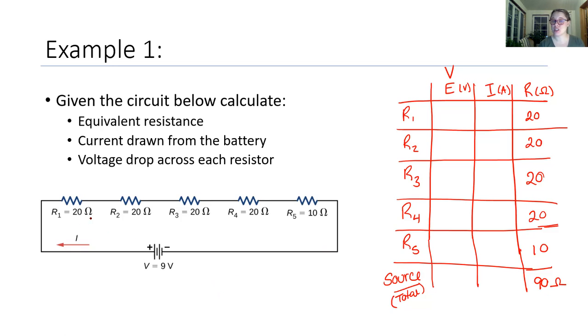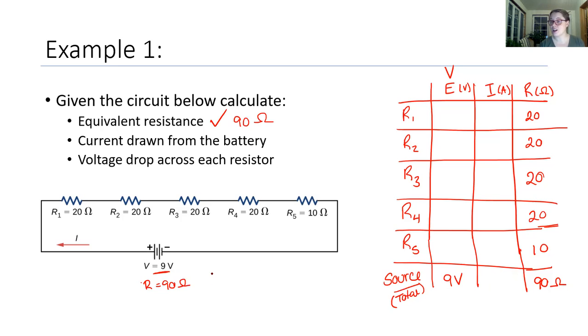Now, we've put in all the information that we have here. We have this piece of information here that at the battery we have 9 volts. So that would be our source or our total. Now we need to figure out, well, we've got the equivalent resistance. We've calculated that. That's 90 ohms. What's the current drawn from the battery? Well, the current drawn from the battery goes right here. You'll notice at the battery, I know voltage and I know resistance. So I know at this point, my resistance is 90.